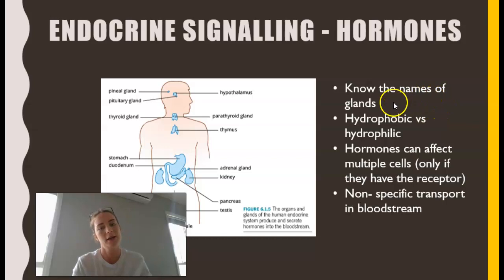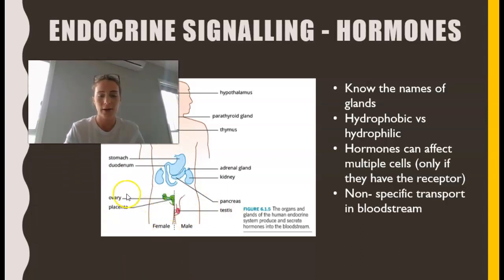here I say to know the names of the glands, even if you just pick a couple that you know the details of. It might be the pancreas, a gland that releases insulin, which targets most cells to trigger them to keep that blood glucose in check. Or it might be the ovaries, which release follicle stimulating hormone, which can trigger cells to release estrogen.